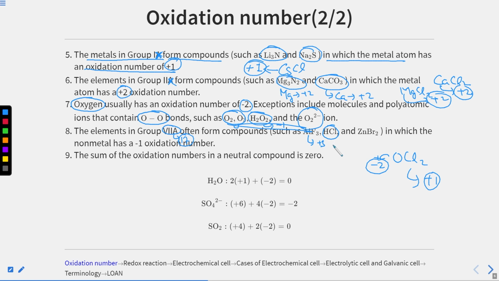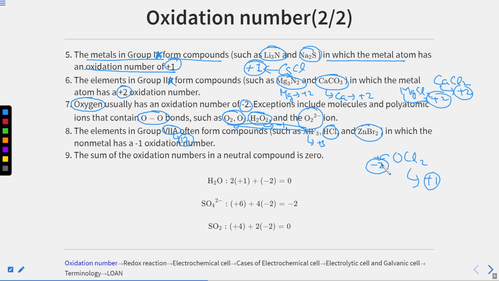But how? Since I've told you earlier that hydrogen can never have a charge greater than +1, and it will have -1 only if it is combined with a metal. So since chlorine is a non-metal, hydrogen will have a charge of +1, and hence chlorine will have a charge of -1, so that the overall charge can be 0. Our next example is ZnBr2. Here also the bromine will have a charge of -1. So 2 bromines means -2, and Zn will have +2. So overall it will be 0.